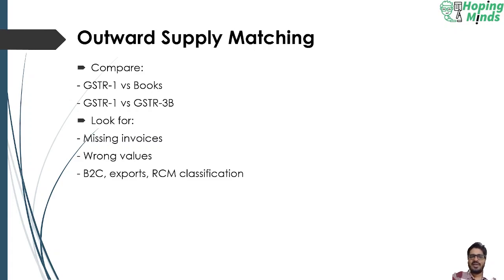Then GSTR 1 and GSTR 3B. So GSTR 3B gets auto-populated from the data that has been reported in GSTR 1 return. So both the set of data must match with each other. If there are differences between the two, then one must look for missing invoices or wrong values inserted in the GSTR 3B return or GSTR 1 return. And finally, B2C exports and RCM misclassification may also be the reason for differences.